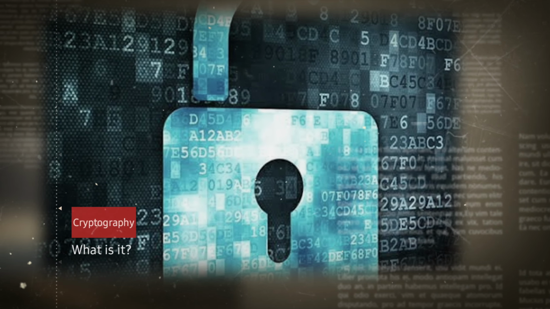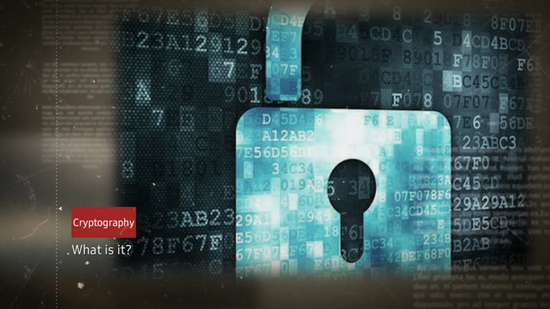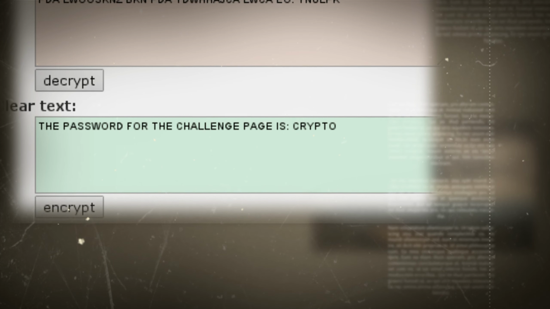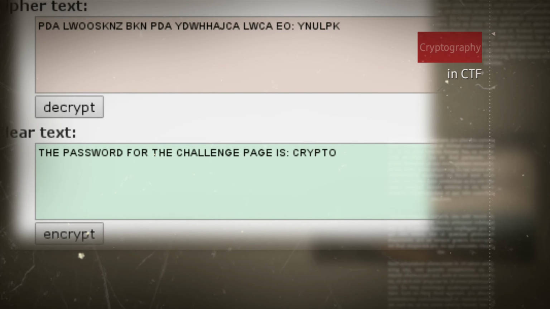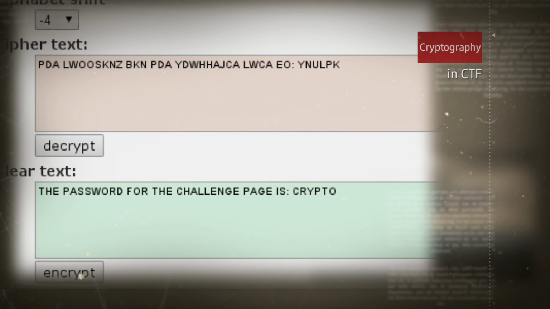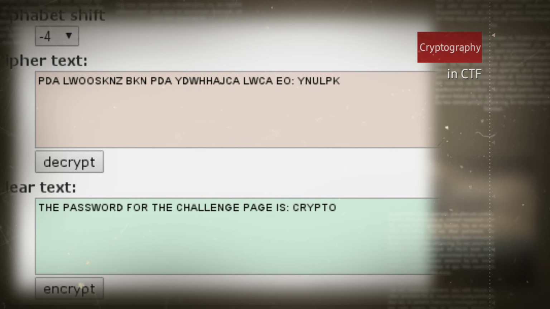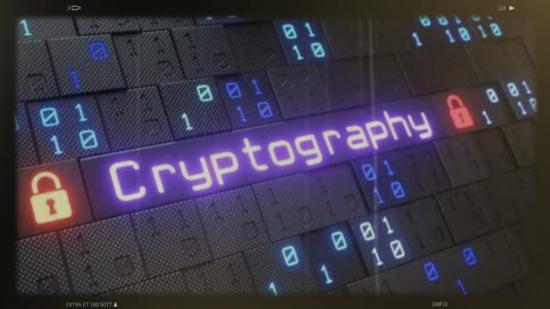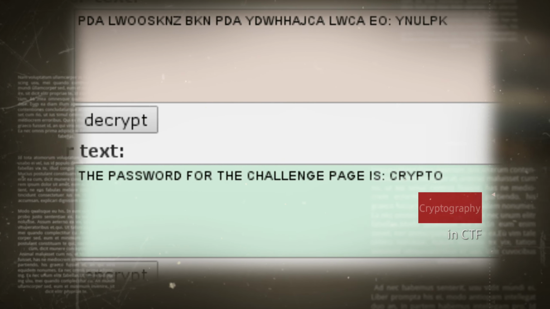Cryptography is the study of techniques for secure communication in the presence of third parties. It's used to protect sensitive information from being intercepted or read by unauthorized people. In CTFs, cryptography is often used to protect the flag, which is the secret code that you need to solve the challenge. CTF challenges that involve cryptography typically involve breaking ciphers or solving other cryptographic problems.